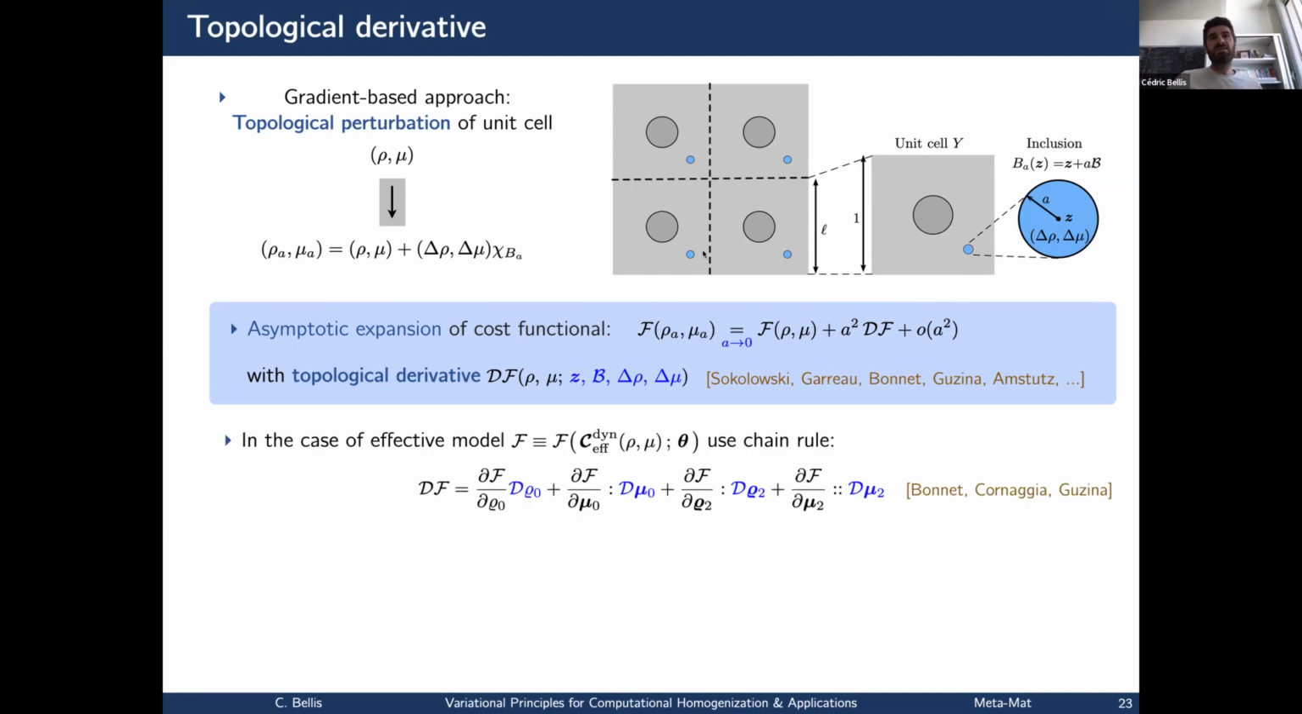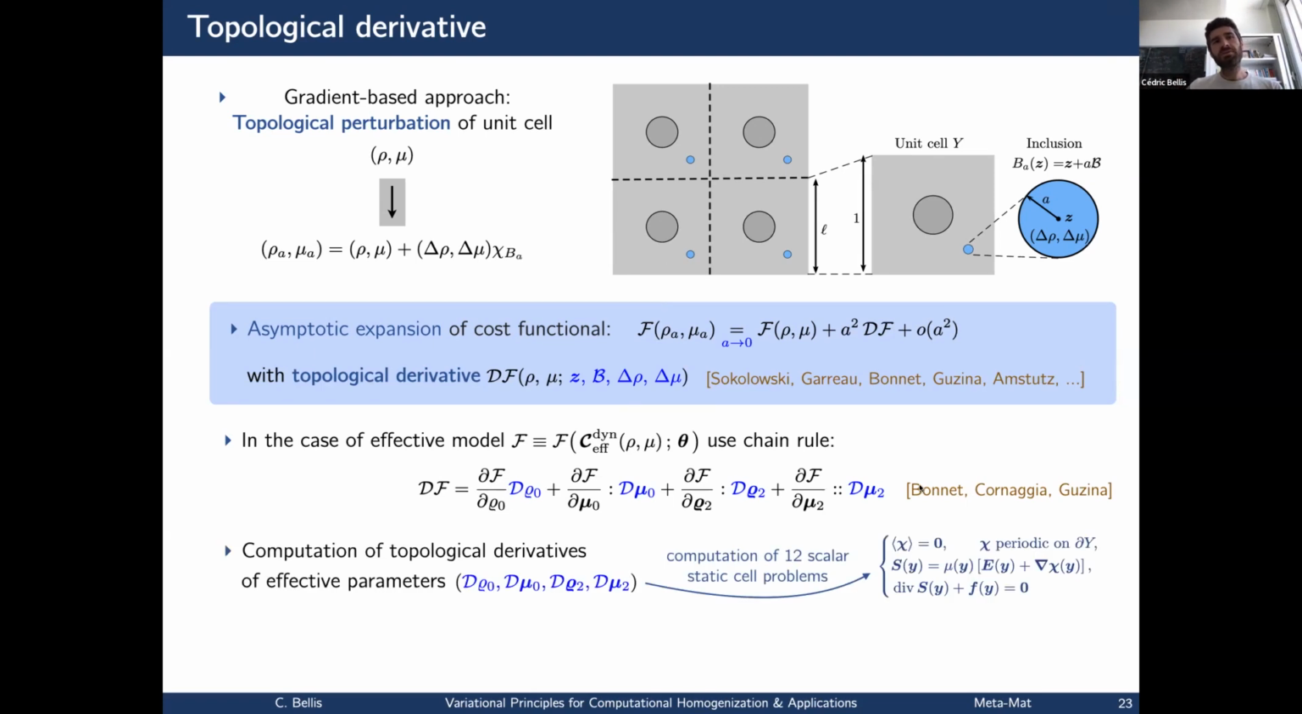So in the case of the effective model, and of course using the chain rule, to compute the topological derivative of the cost functional, we have to compute the topological derivative of the effective parameters themselves. Okay, and for the model considered, this has been done in a previous work by Marc Bonnet, Rémi Cornaggia, and Bojan Guzina.